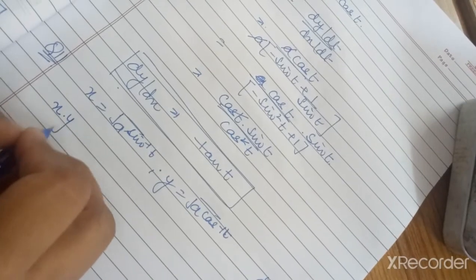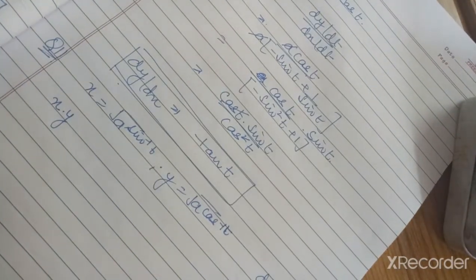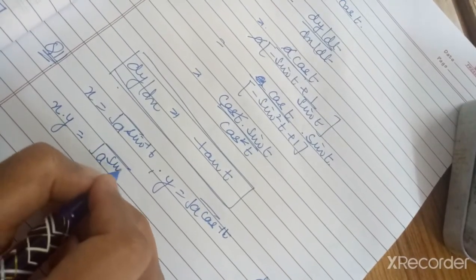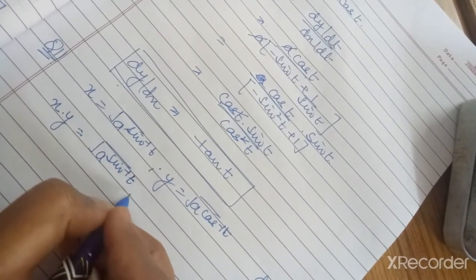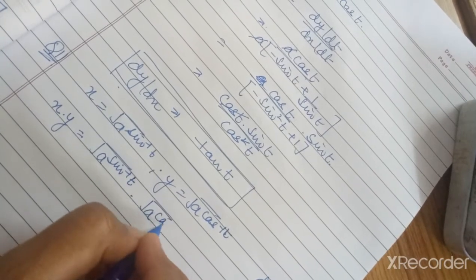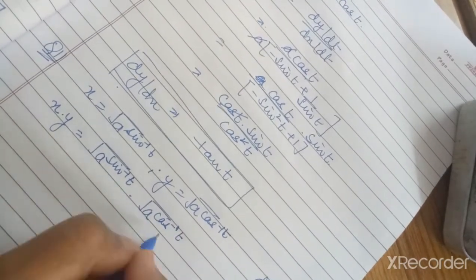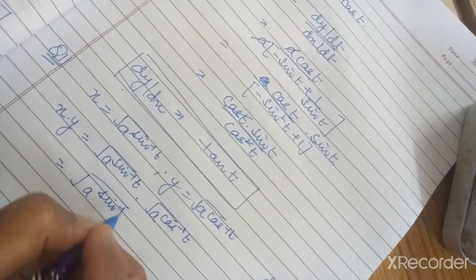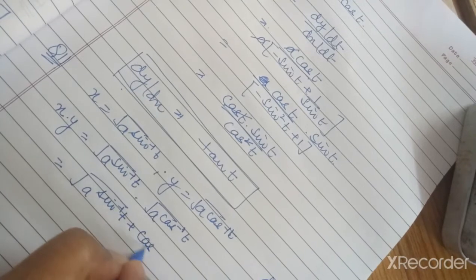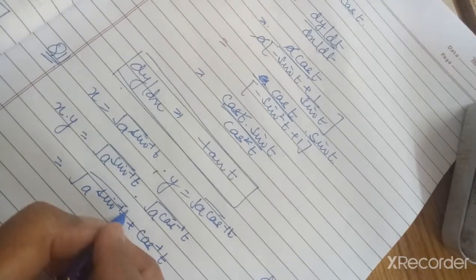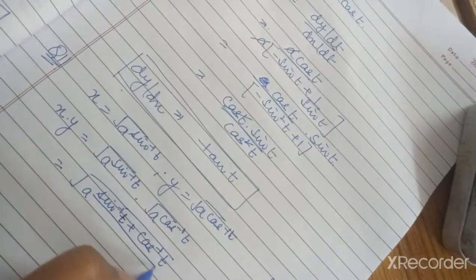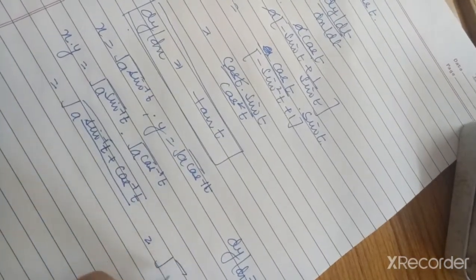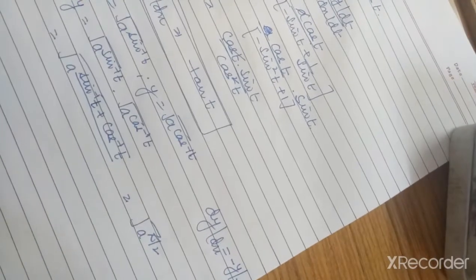Here we will directly multiply both of them so that we can easily solve this question. So a to the power sin inverse t into a to the power cos inverse t. Base is the same, so powers will be added, so we can write sin inverse t plus cos inverse t. As all of you know, sin inverse t plus cos inverse t is equal to pi by 2. So can we write a to the power pi by 2?